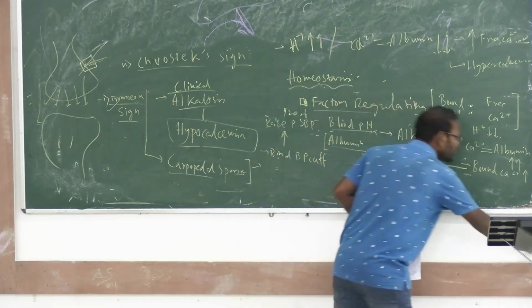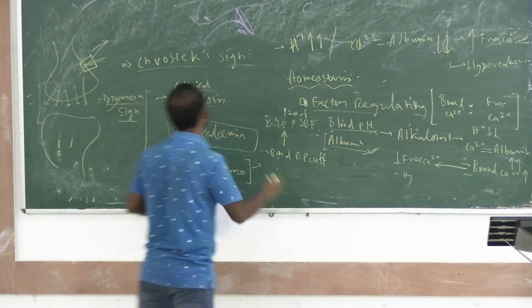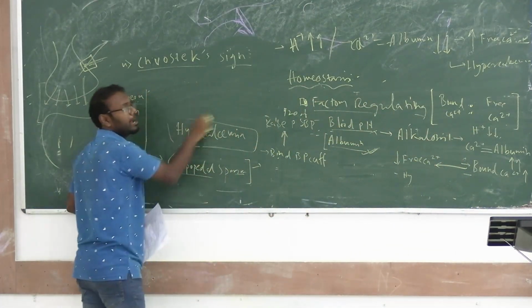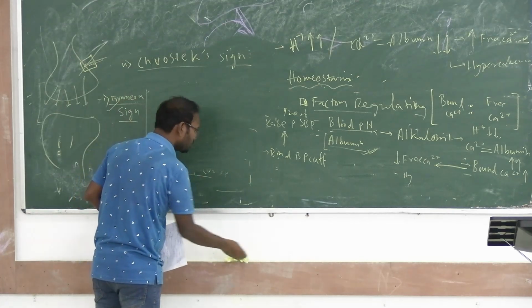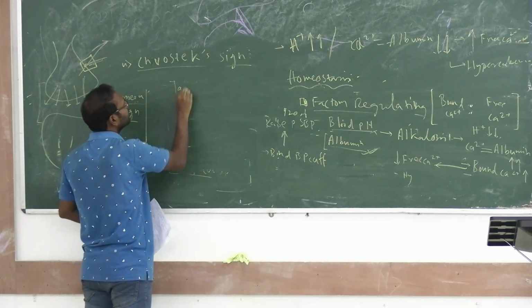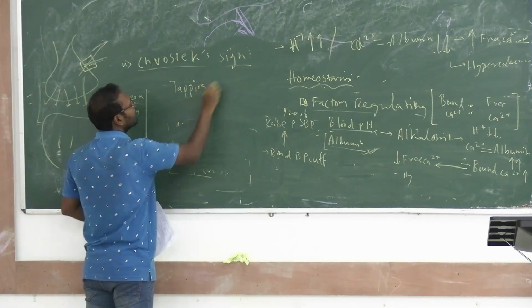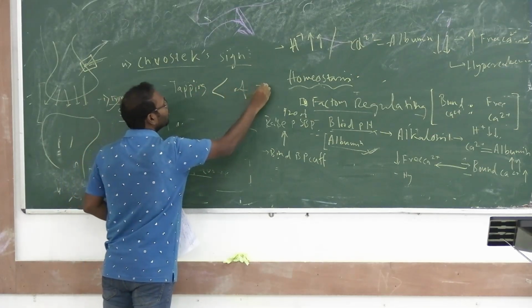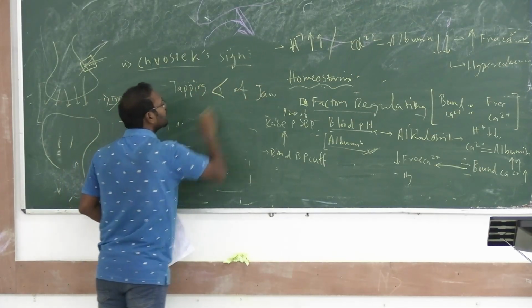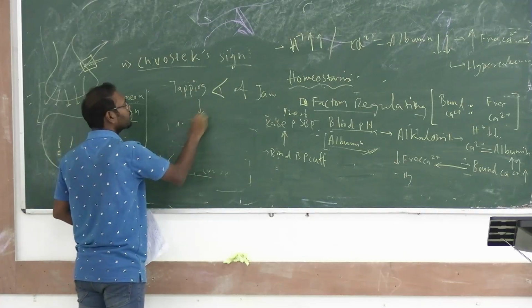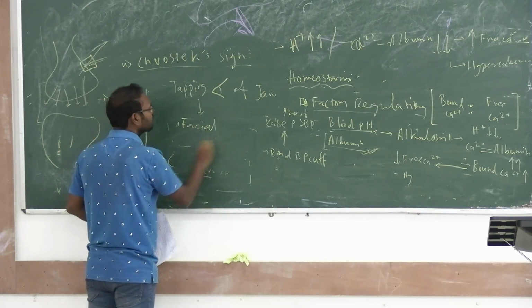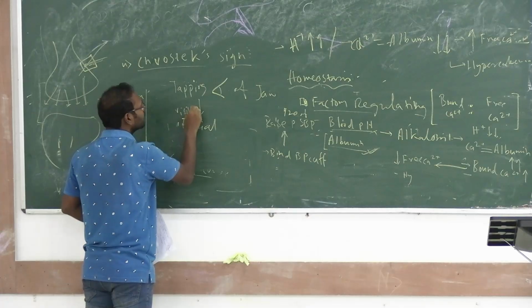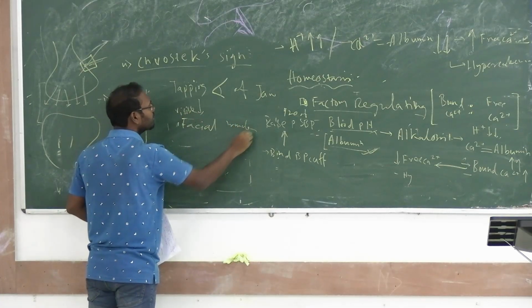So in case of Chvostek's sign you can see facial muscle twitching after tapping your angle of jaw. So tapping the angle of jaw, you will notice a visible facial muscle twitch.